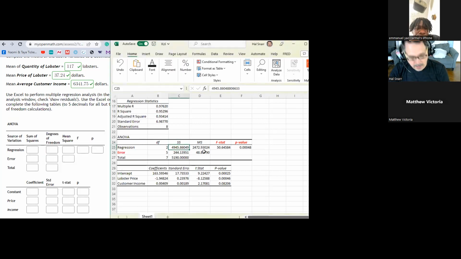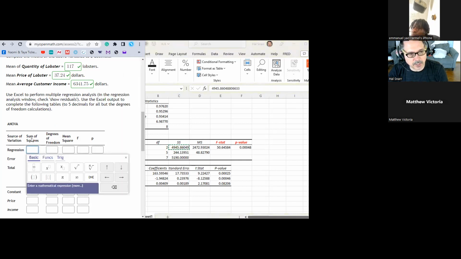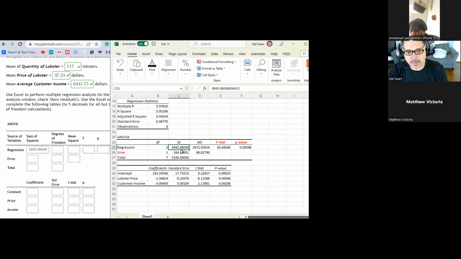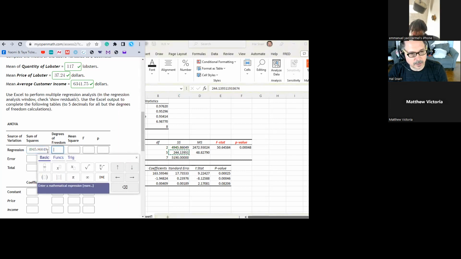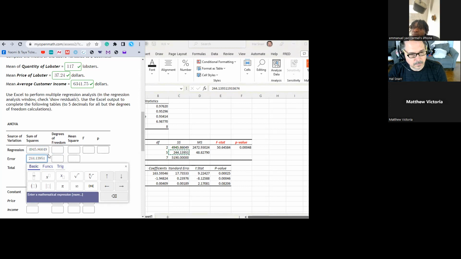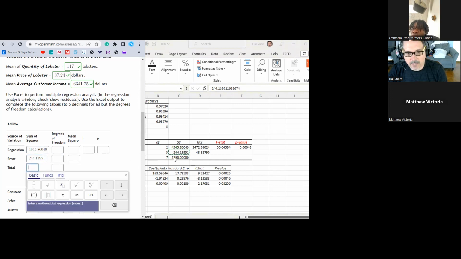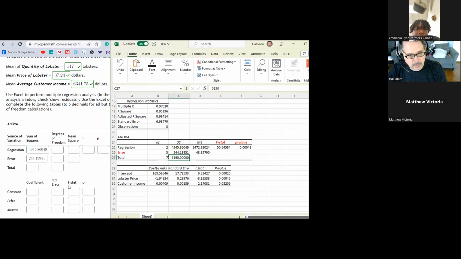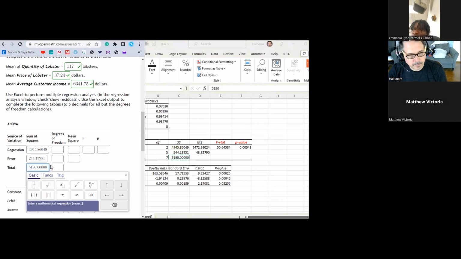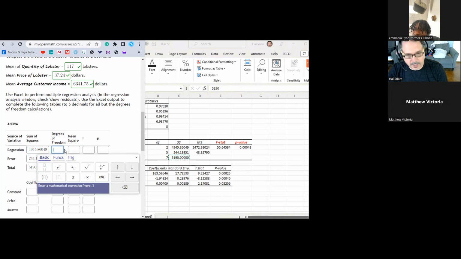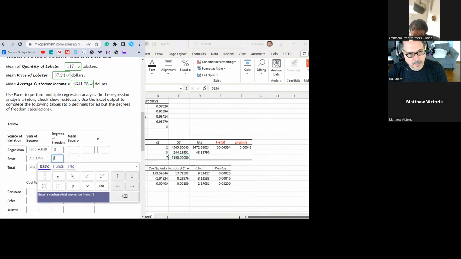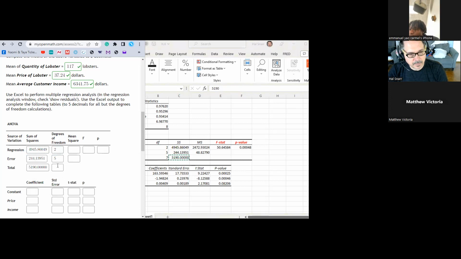So this is the sum of squares. What I'm going to do is copy my sum of squares due to regression and paste it right there. I'm going to copy the sum of squares due to error and put it here. I'm going to grab the sum of squares total and paste it here. Now I'm going to do the degrees of freedom. I got 2 degrees of freedom, 5 degrees of freedom, and 7 degrees of freedom.